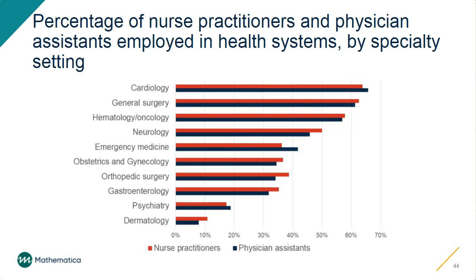So NPs and PAs employed by cardiology, general surgery, and HEMONC are the most likely to be affiliated with systems, while psychiatry and dermatology are the least likely. And I'll point out again here that these findings are largely consistent with the findings in a recent HSR paper that Dave mentioned earlier, that examined variation in physician specialties associated with systems. In that paper, we also found cardiology, general surgery, and HEMONC having the highest affiliations with systems, and psychiatry and dermatology having among the lowest.